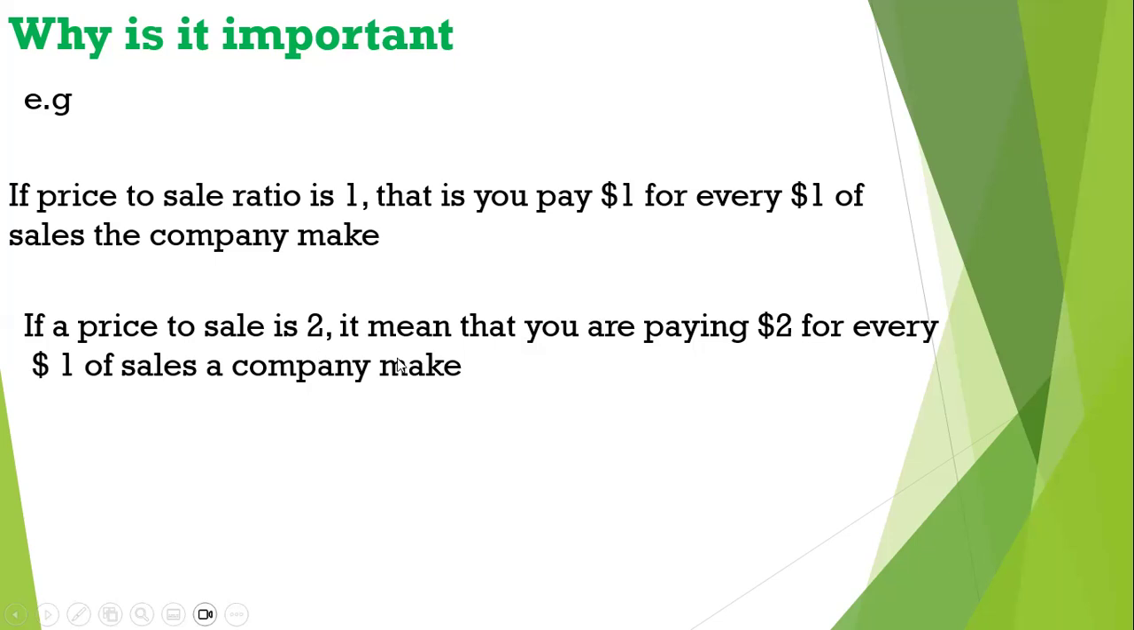But if your price to sale ratio is 2, it means that you are paying $2 for every $1 of sales a company makes. So this company actually is overvalued. If the price to sale ratio is 2, you are paying $2 for $1. The company is giving you a value of $1, but you're paying $2 to buy this company. This is the amount that they include in the price of the stocks that you're buying. So it's expensive.